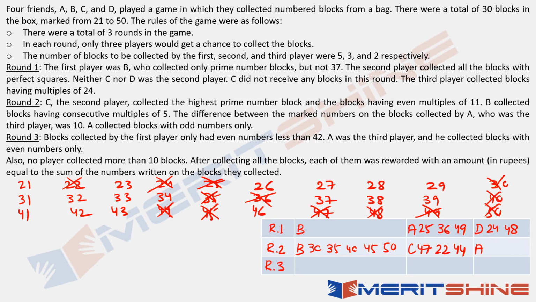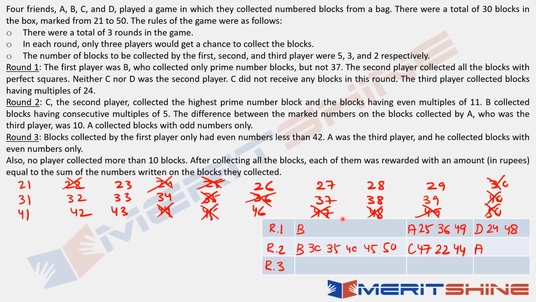Now can we come back to this first condition. The first player was B, who collected only prime number blocks but not 37. So if you look at the prime numbers now, how many are there? Let's just quickly have a look. 23, that's there. Then 29, these are 2. Then 31. 23, 29, 31. Then where's the prime number? 37 says 37 is not in this list. So we have just got 3 till now.